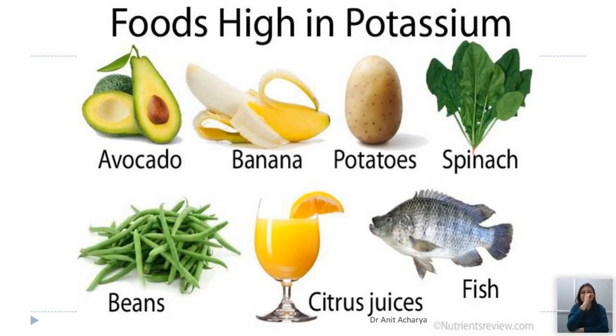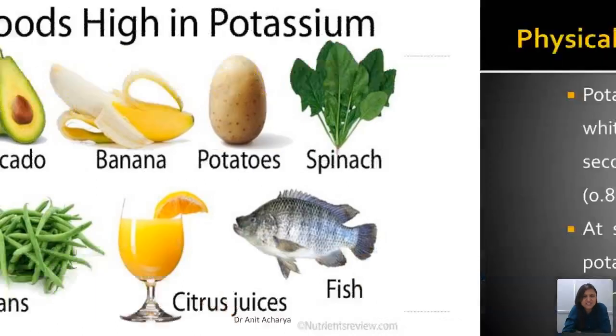Now, this is how a food high in potassium looks, just for your information. And this is sometimes important, because when we are advising a patient, we add an adjunct, or this diet can be taken if you feel like potassium loss or deficiency is there. So as an adjunctive diet, you can add these eatables or food as advice.